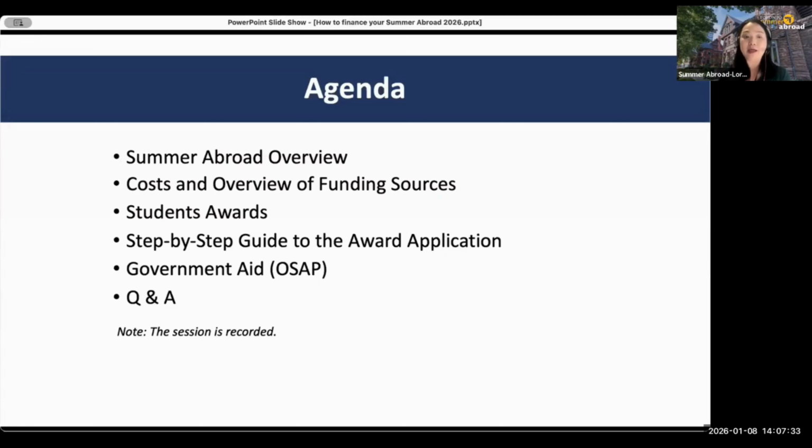That's the important part. The student awards are quite a large chunk of the funding sources that are available to you. So I want to make sure that you have an opportunity to understand how many there are and how you apply for them. And that's going to take us to the step-by-step guide to the Summer Abroad Award application. Julian, as I mentioned, is our expert on government aid. So he's going to be joining around 2:45, and he's going to walk you through government aid, specifically OSAP. OSAP is for domestic students, and if you already have OSAP, I'm sure you're trying to understand how this applies to a course abroad.